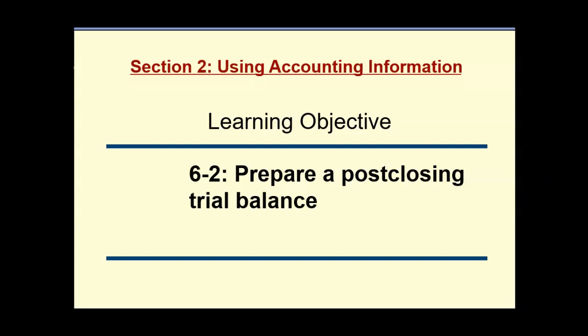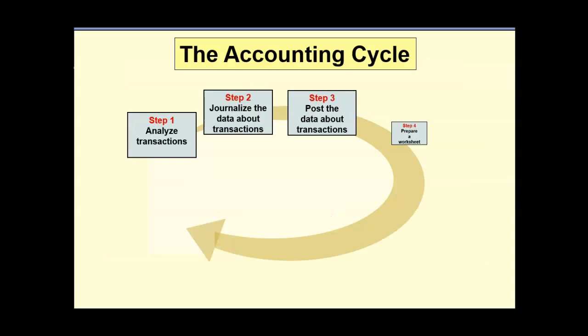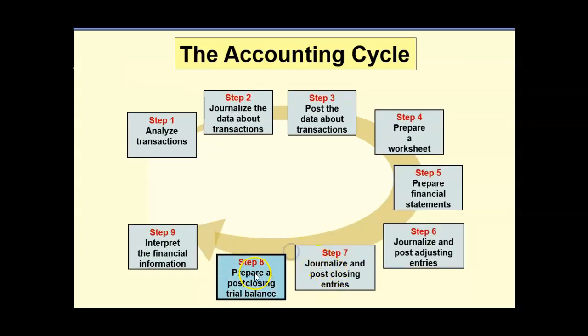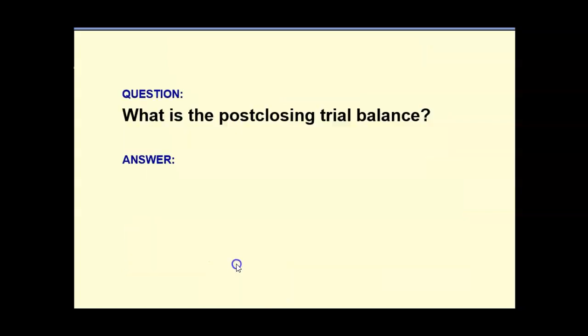Yep. You got it. Only your permanent accounts are listed on the post-closing trial balance, because any account that is temporary now has a zero balance. So we're now on step 8 of the accounting cycle, preparing what's known as a post-closing trial balance.